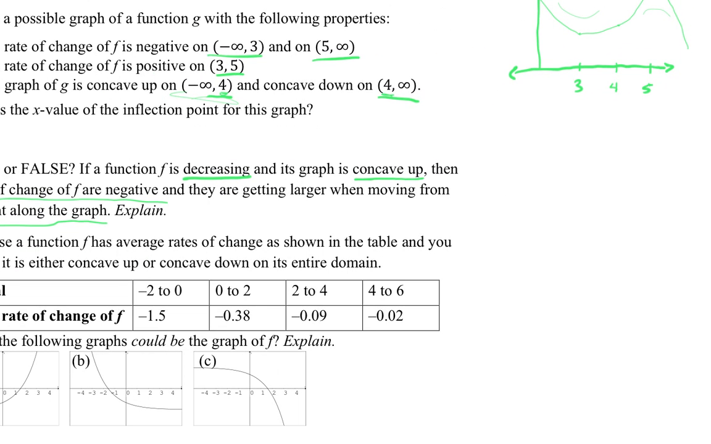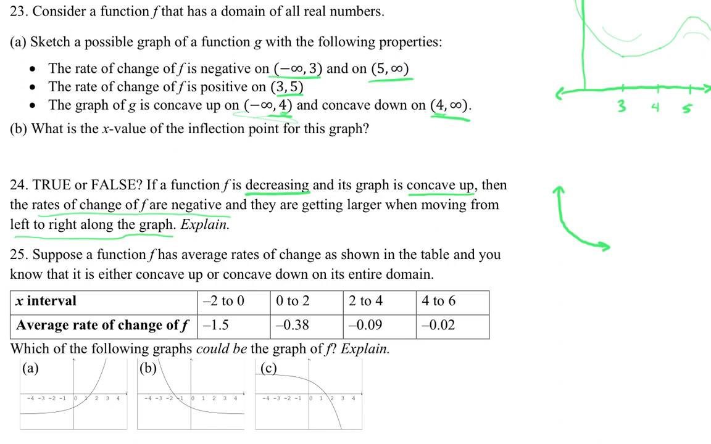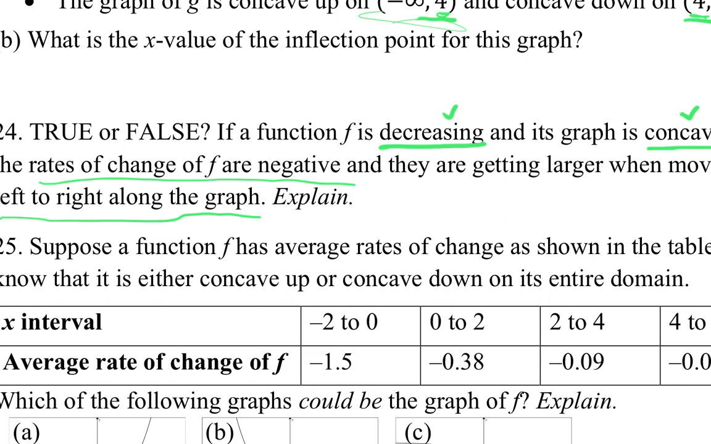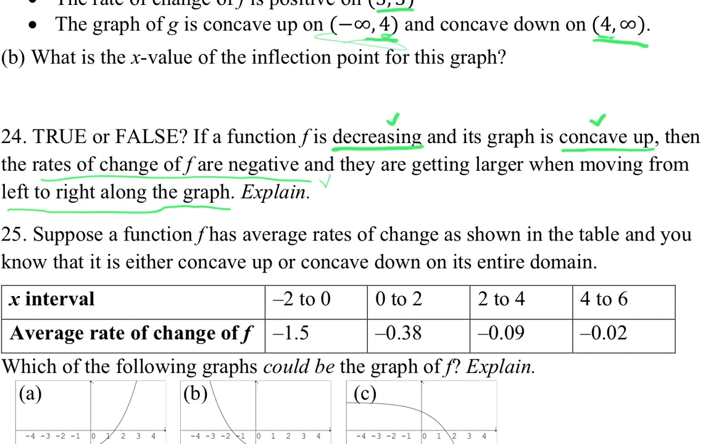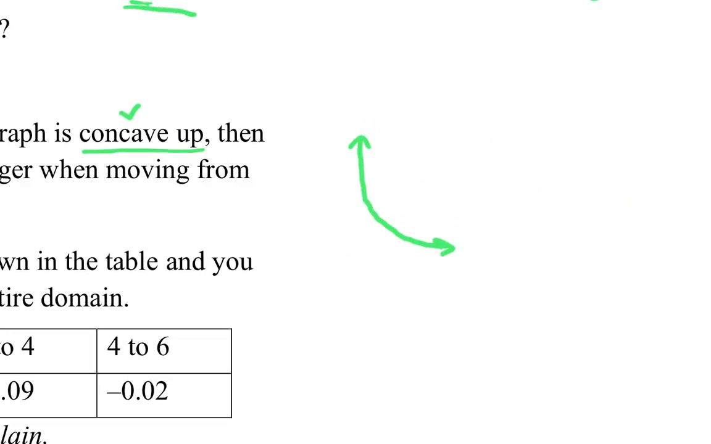So, if I were to draw a function that looks concave up, it is decreasing. So let's look at just this. It's decreasing, it's concave up. We need to look at whether the rates of change of f are negative. Well, for f to be decreasing, this has to be the case. So this is automatically true. And the rates of change of f are getting larger from left to right. So here we can tell it's very steep negative, right?